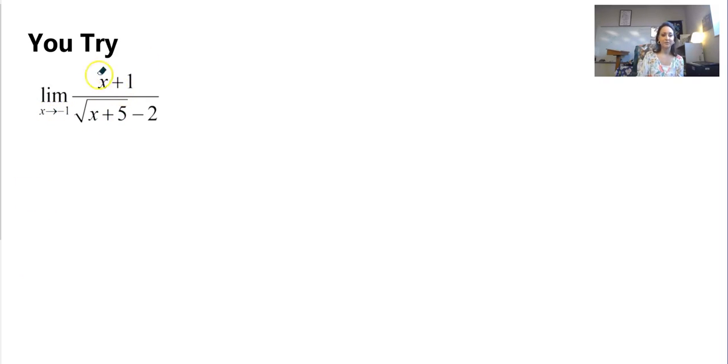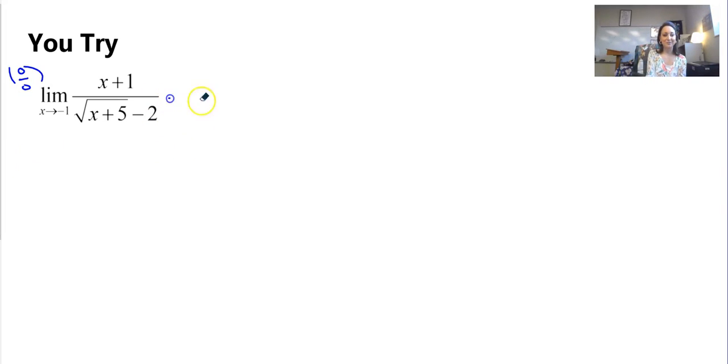So let's plug in -1 for x. So in the numerator, I get 0. In the denominator, I get square root of 4 minus 2, which is also 0. So yes, I do indeed get 0 over 0 again. Just put that in parentheses. Let your teacher know, yes, I've tested it. Okay, I am allowed to do more.